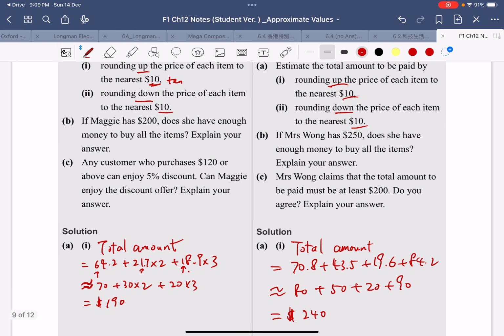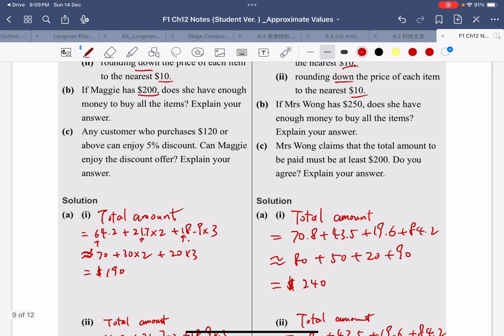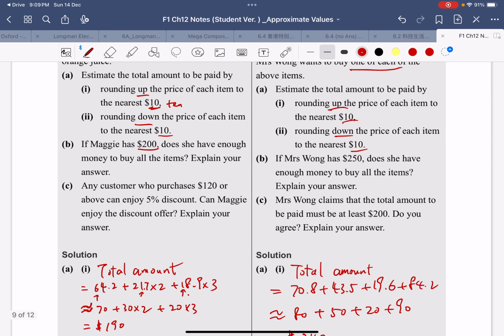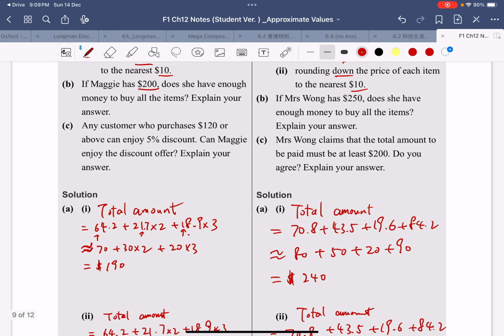Okay, we are going to do part B. If Maggie has $200, does she have enough money to buy all the items? Explain your answer. And if you round up all the numbers, you get the upper bound. Actually, upper bound, the actual amount will be less than this for sure, because for every item here, the value goes up a little bit, right? And then this number should be an overestimate of the actual value.